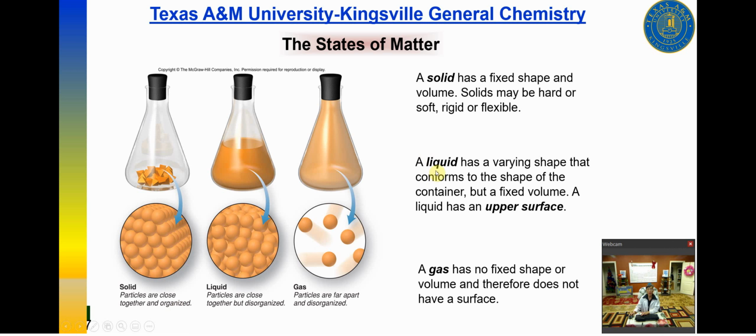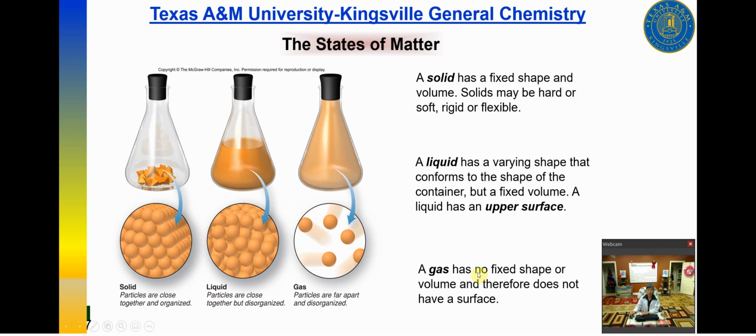The second phase is called liquid. Liquid has a varying shape, which conforms to the shape of your container. The liquid changes its form based on the container, but the liquid has a fixed volume. The liquid also has an upper surface. Liquid particles are close together but not organized very well. They are disorganized.